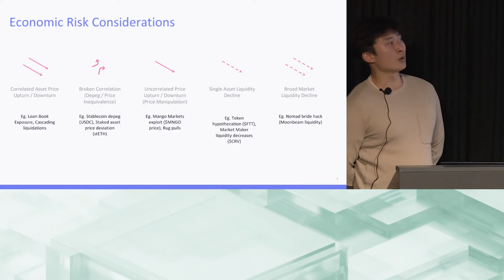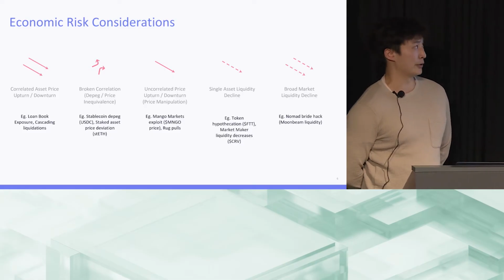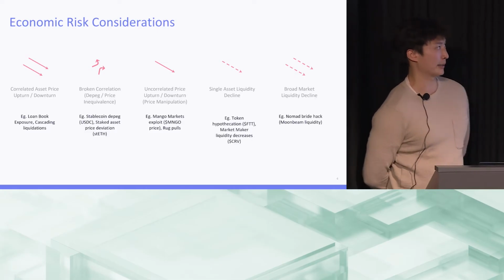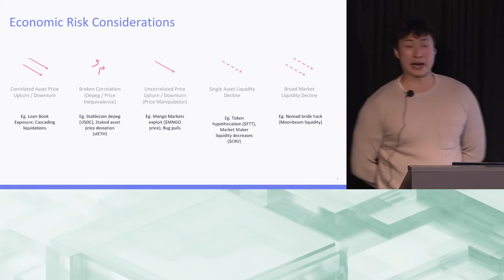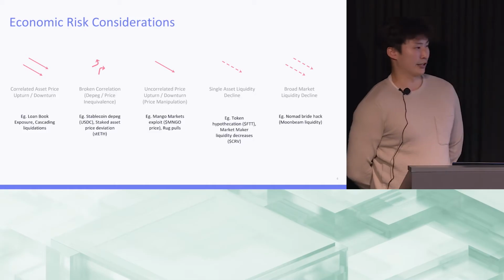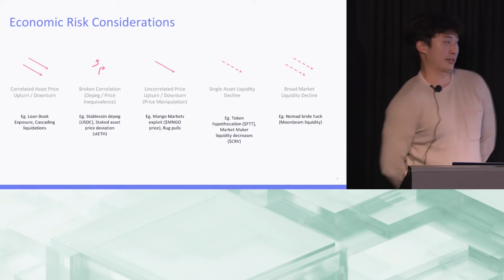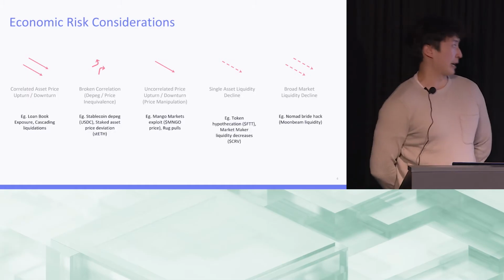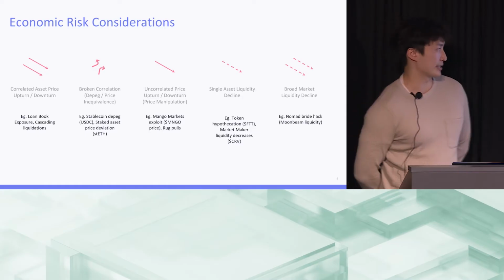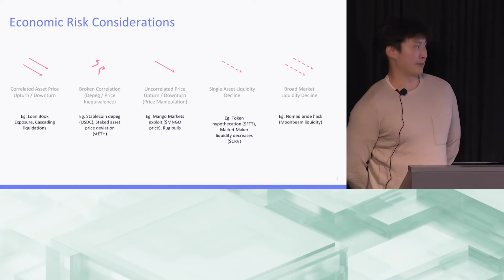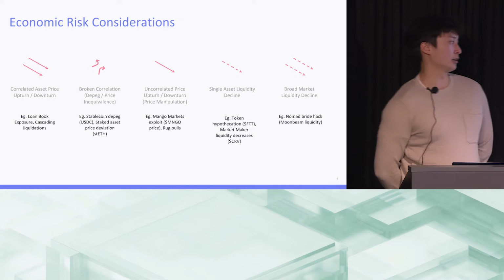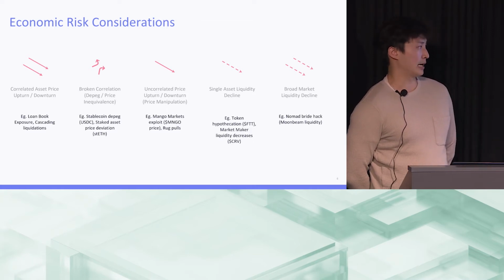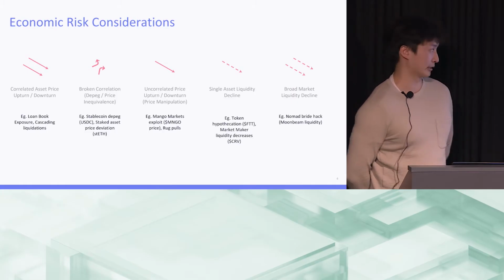And if you also wanted to distill down the various vectors that you would want to think about for economic considerations, again, this is by no means an exhaustive list. This is just to give you specific examples of what you might want to consider, right? So you could think about correlated asset price upturns or downturns. You can think of this as an overall loan book exposure optimization problem where you would also need to consider cascading liquidations.